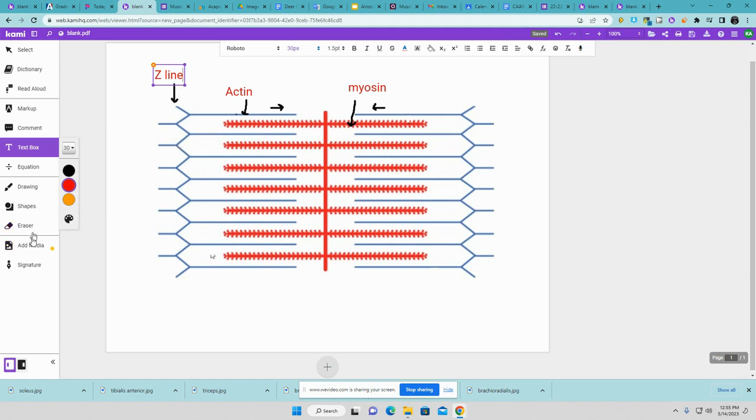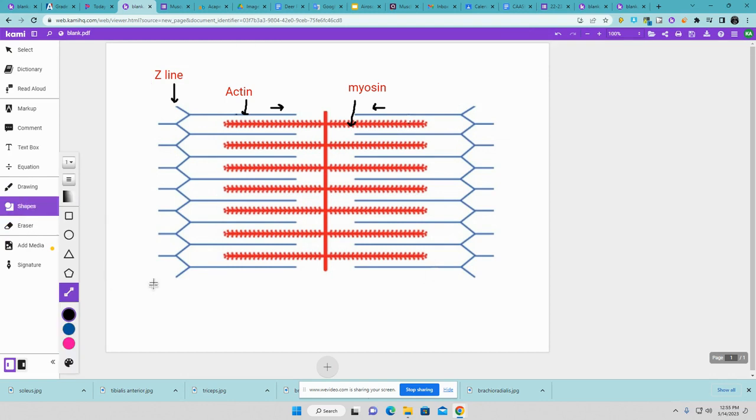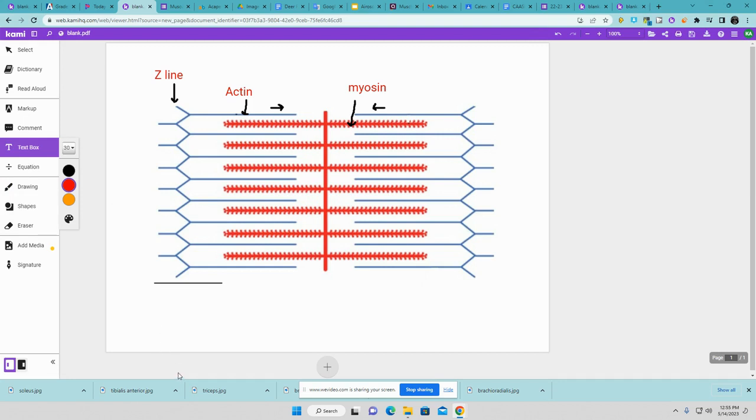And then you have this region. This is where striated muscles get their shades, their stripes. You'll have light regions and darker regions. This region right here only contains actin, only thin filaments. It's going to show up lighter, and that's called the I band. I band. That's the light region of striated muscles.